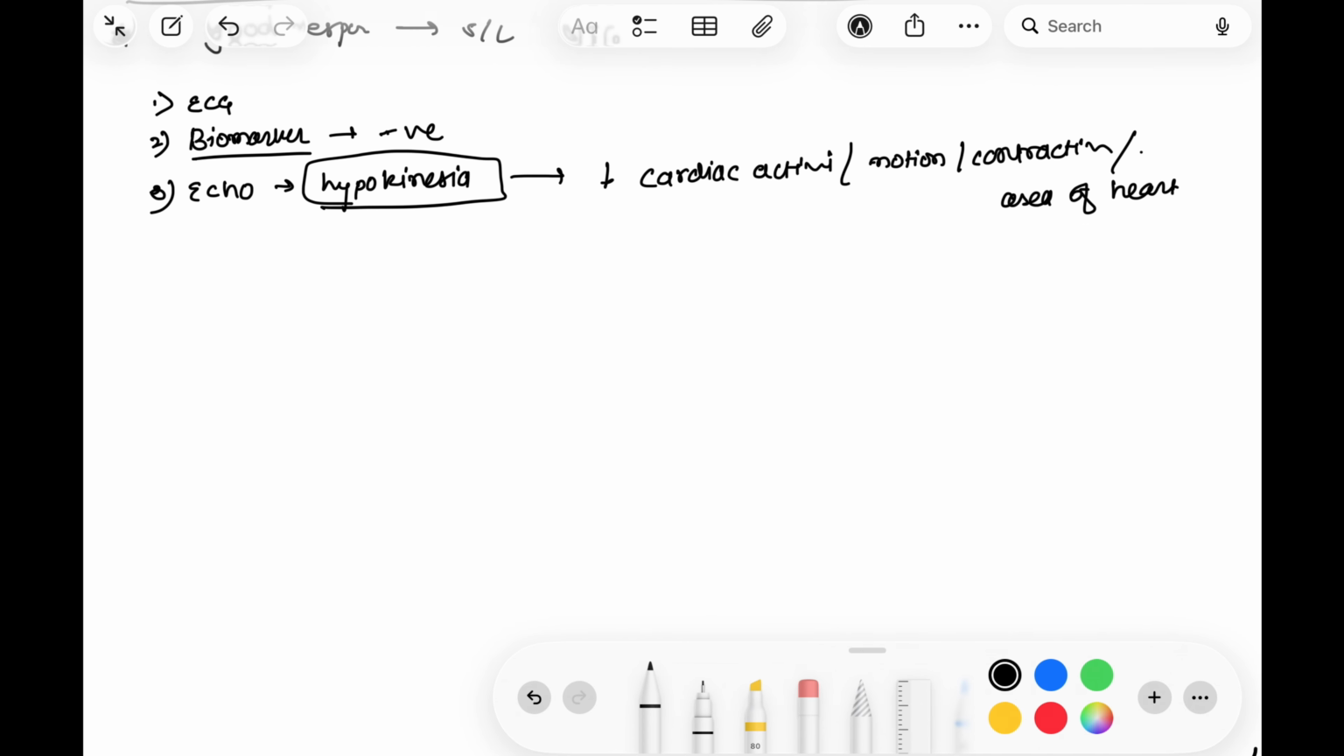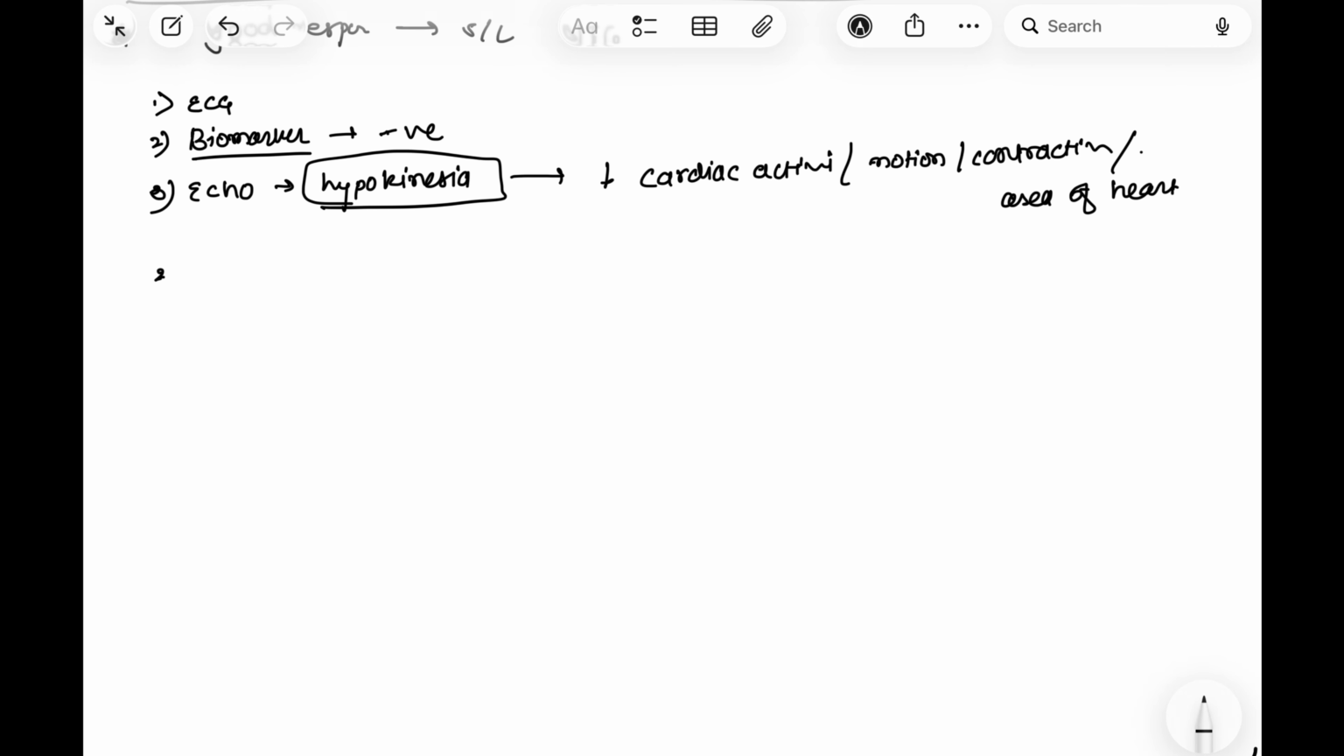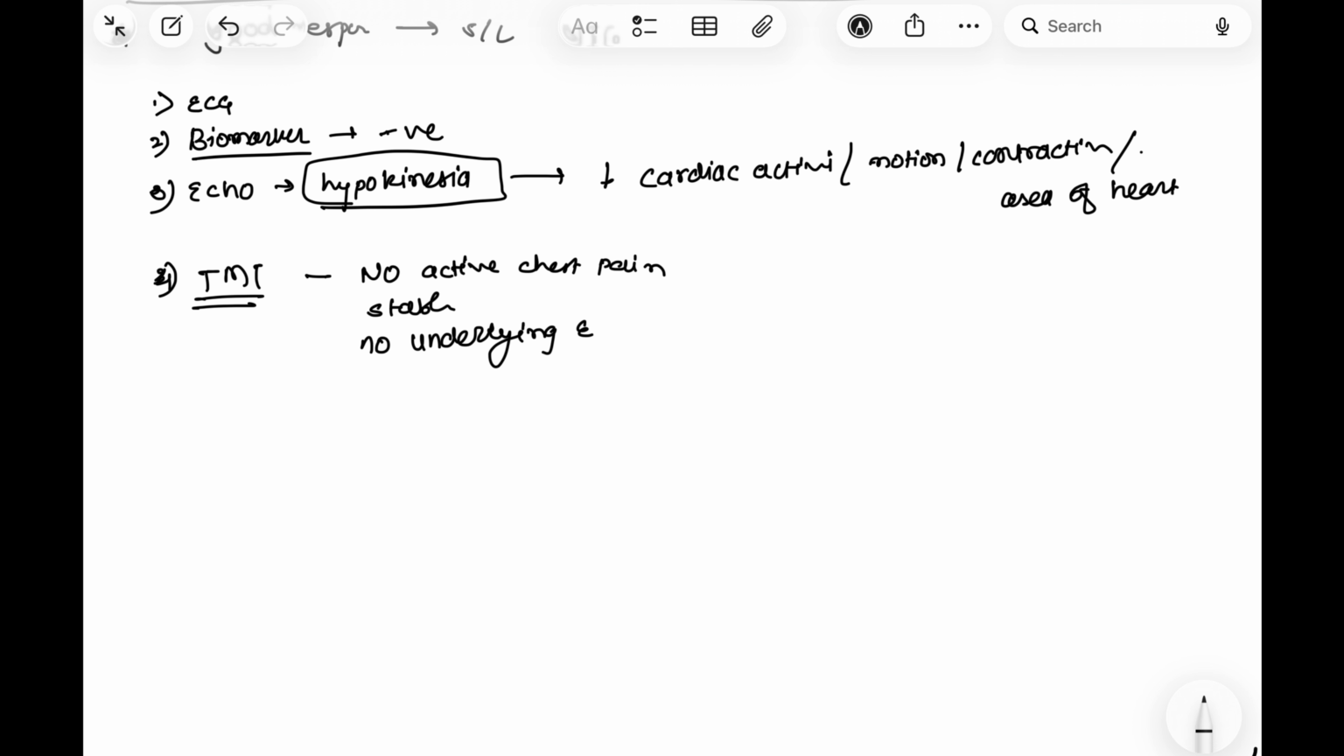So for the next step in unstable angina, we do the TMT test, the treadmill test. We do this test when there is no active chest pain, the patient is stable, and there are no underlying ECG findings like LBBB or ST elevations.